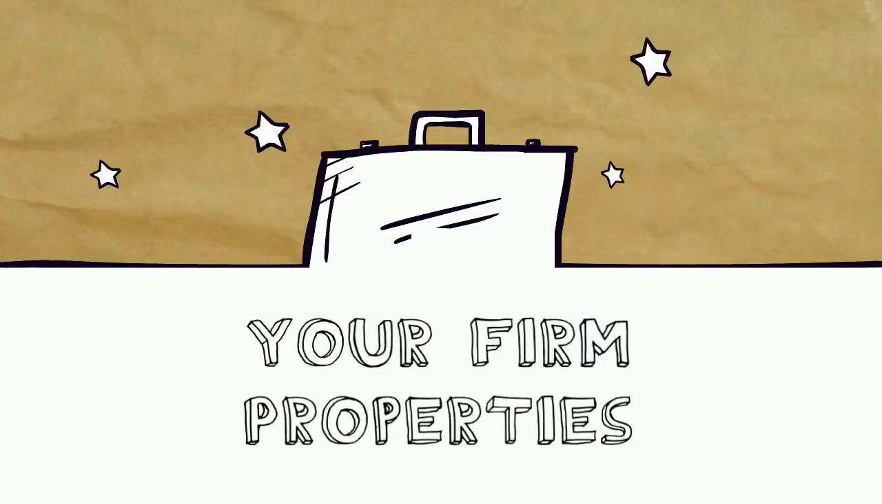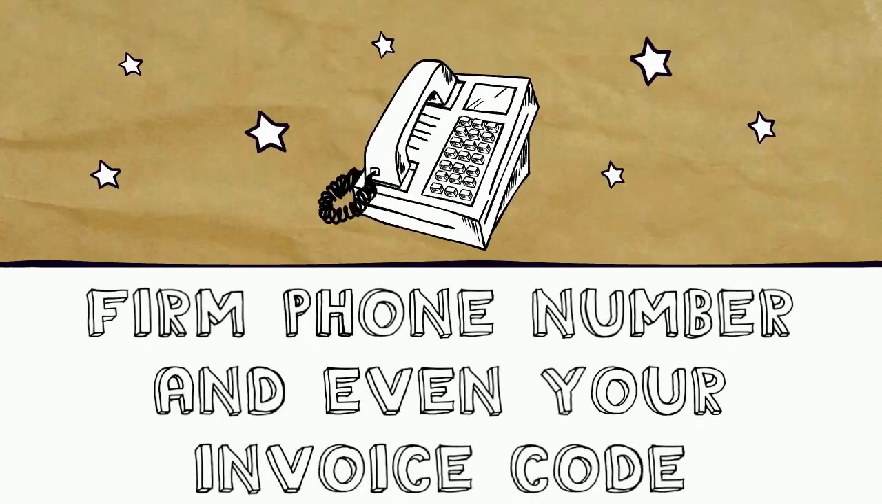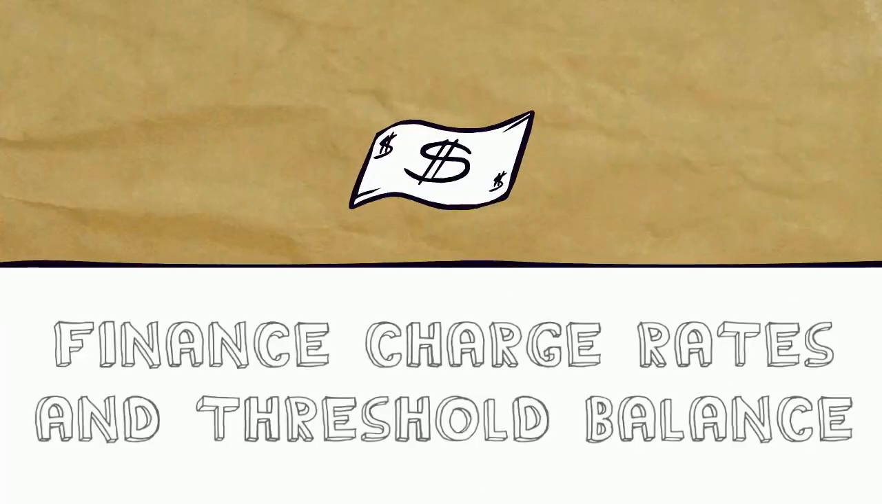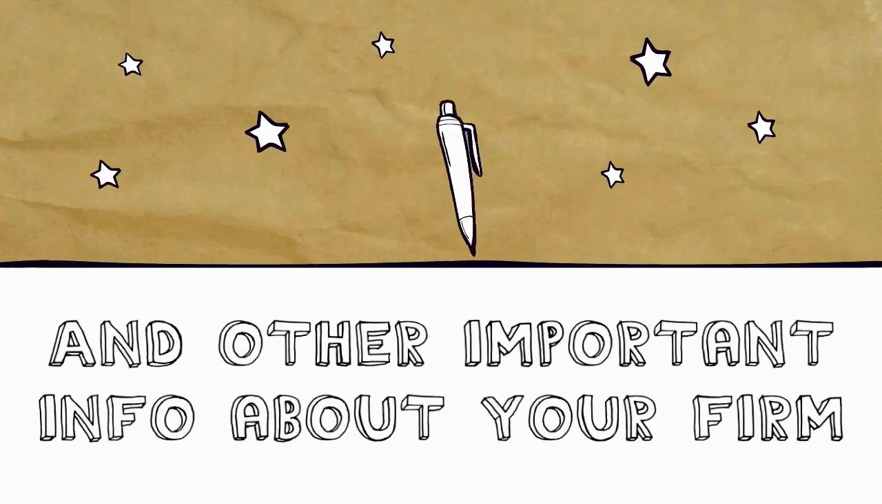Your firm properties fills the TPS system in on all the specifics about your firm. This is where you enter your firm's name, address, phone number, your invoice code, and it's where you set up things like your finance charge rate, your threshold balance, and other important info about how you want to run your business as it pertains to TPS.